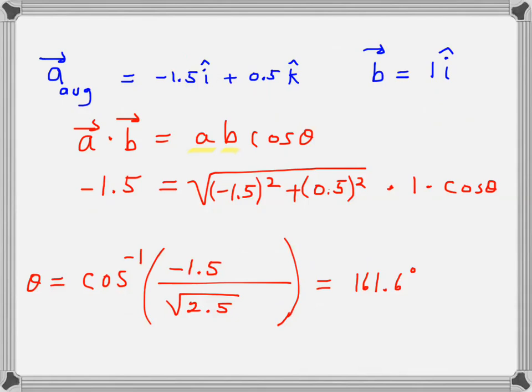Again, this method would work if we had a vector in 3 dimensions. We could still find the angle between that and the positive x-axis by letting a second vector B equal 1i.